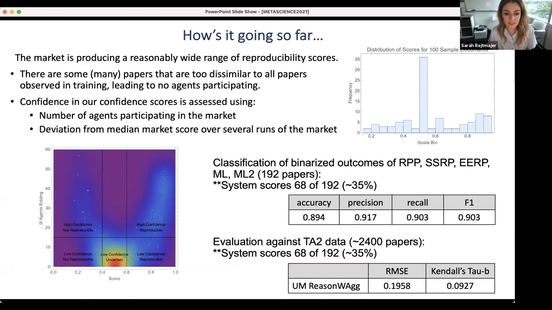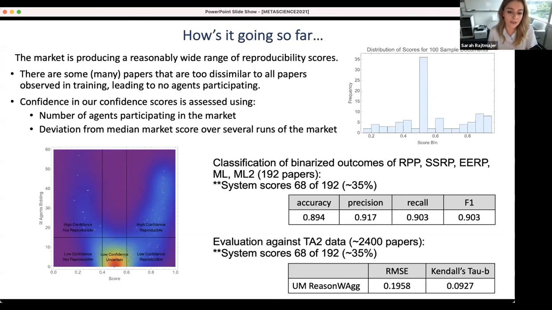What we do see, sort of a ray of hope, is that when we evaluate ourselves against the TA2 data, for 24% of the papers the system scores over 50%. So this system score, 68 of 192, is just what was above, but I don't have the exact number, but it's over 50%. So still only half of the papers, but we attribute this to the additional training data.